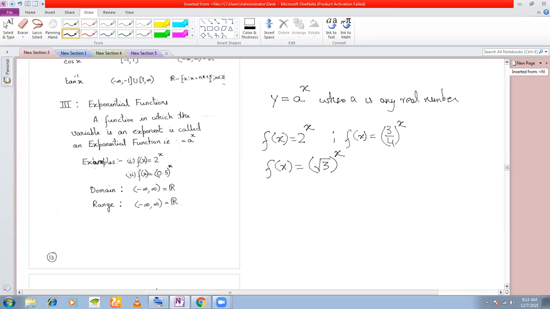And remember that the domain of this, that is, x, will always be a real number. And y will also be a real number always.